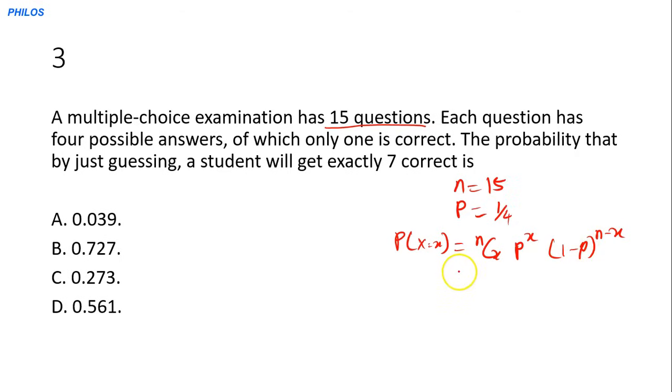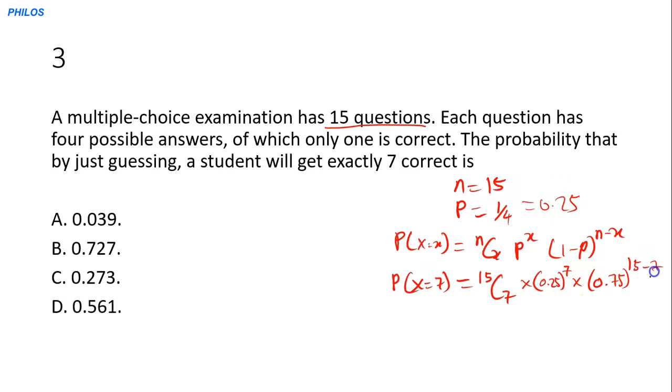Okay, so the question wants us to find the probability that a student will get exactly 7 correct. Exactly 7. So that will be, our n is 15, isn't it? So 15 combination 7. Our p is 1 over 4, which is the same as 0.25. So times 0.25 exponent 7 times 1 minus p will give us 0.75, since our p is 0.25, so exponent 15 minus 7.